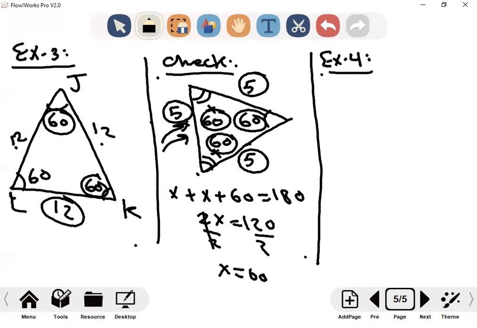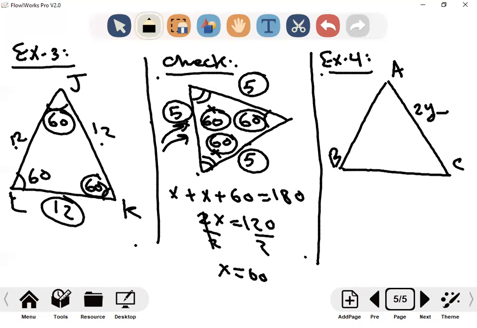Example 4. I have this triangle ABC. I have here 2y plus 2, 2y plus 2, here 4y minus 2. Here this angle is 6x plus 6, 6x plus 6, here BCA.